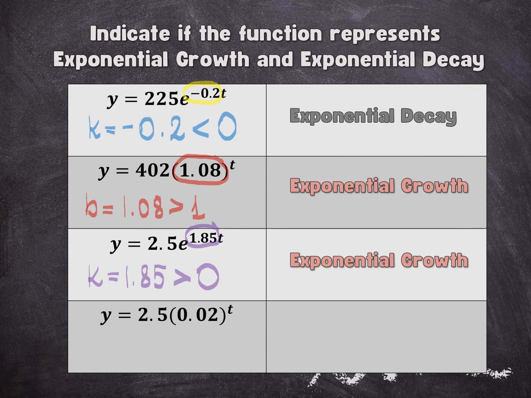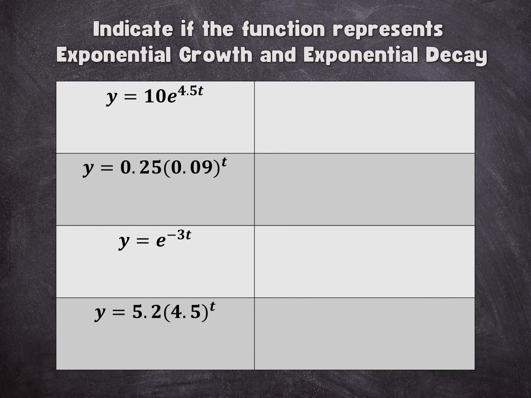Next, we have the first form. We focus as well on base b. Base b equals 0.02. It is less than 1. So it is an exponential decay function.